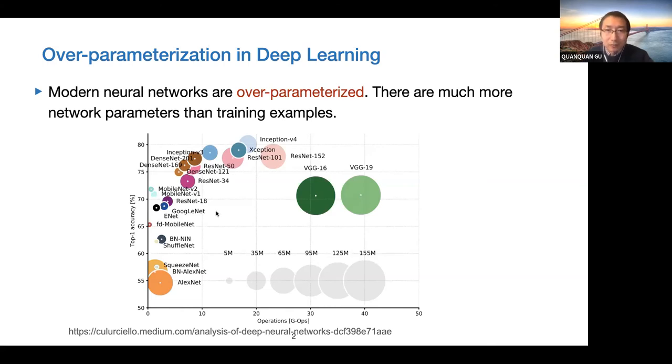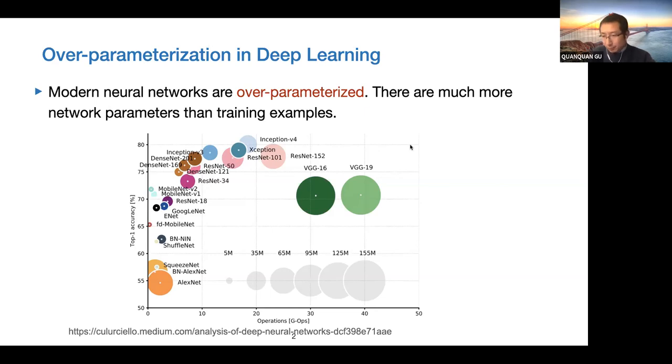Here is an illustration of the size of different neural networks and their performance on the ImageNet image classification task. The x-axis is the number of operations, because many of these neural networks are CNNs, so it's more realistic to use the number of operations to measure the size of the network. The y-axis is the top-one accuracy. On this data set, people often use top-one and top-five accuracy to measure performance. You can see a very clear pattern: usually the larger the network, the better the performance.